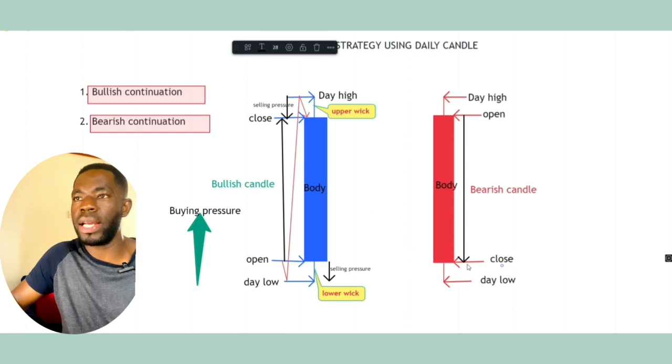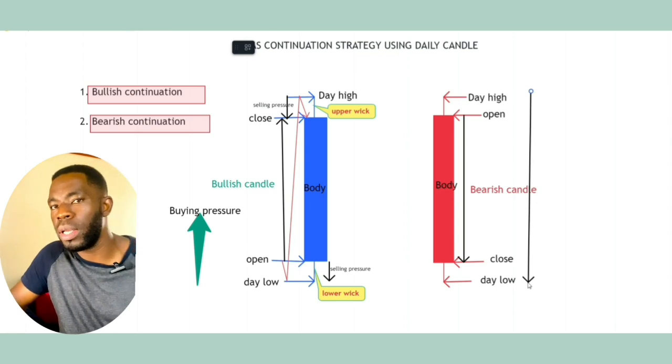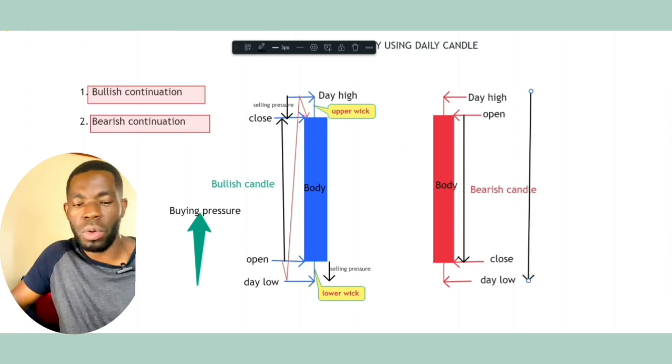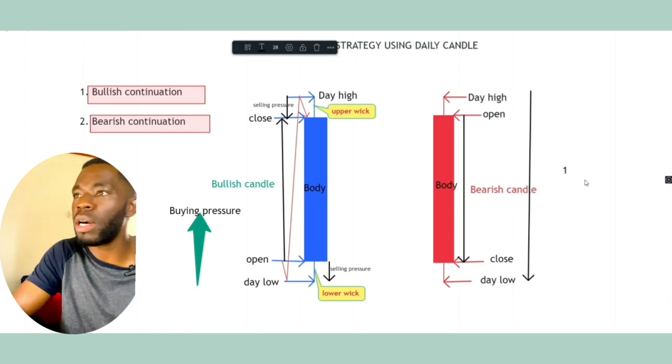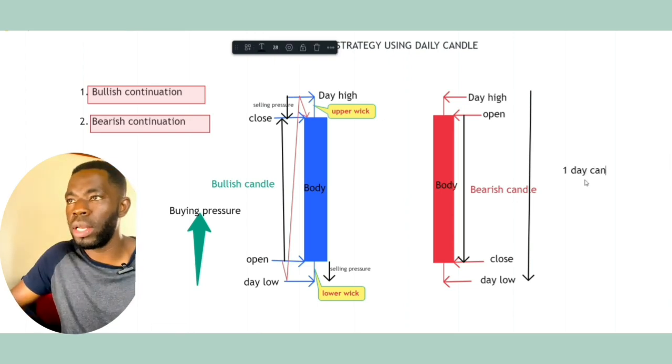This would be the close right here, the closing price at the end of the day. This is also a daily candle. That means it takes a full day to form, from the daily high to the daily low. It takes one full day to form, okay. So the communication here is just the opposite of the bullish candle.